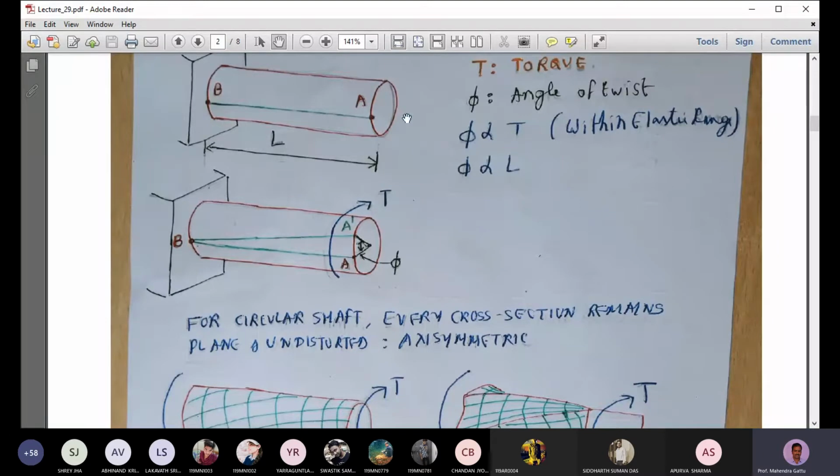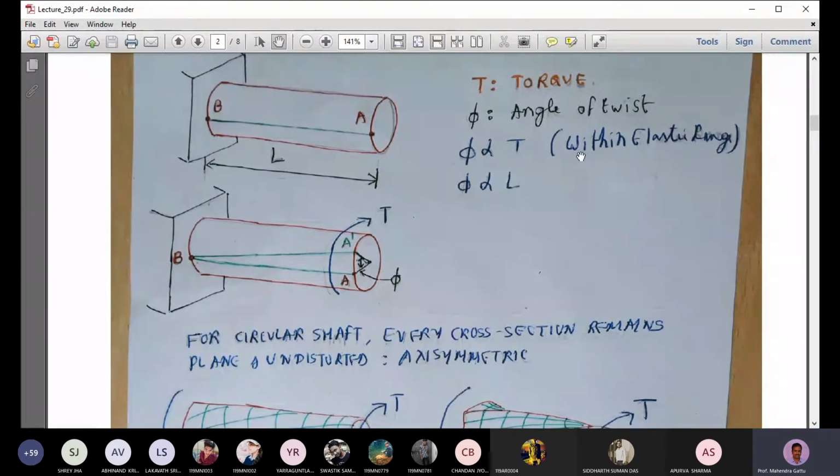Suppose the length is doubled, the torque applied is the same and the material is the same, then what will happen? Phi will also double. And phi is also directly proportional to T. So for a given length, if you double the torque, then the phi value will double. So phi is directly proportional to T and phi is directly proportional to L. The angle of twist is proportional to these two values.